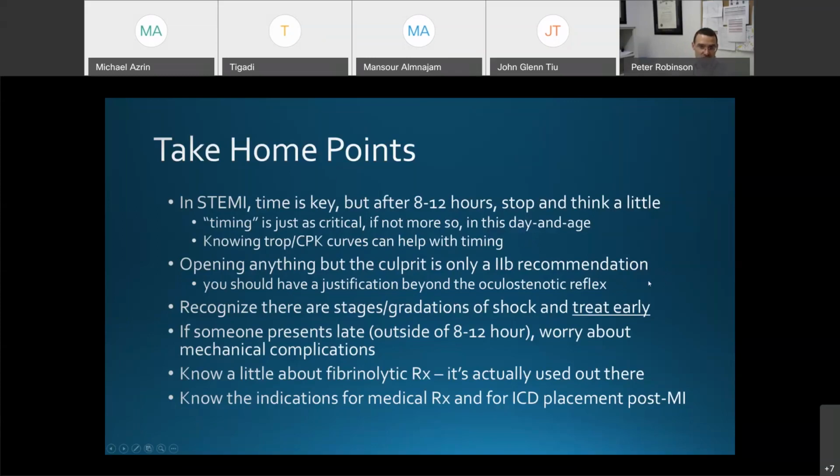Recognize there are stages, gradations of shock. Treat early. I think that's the key to that. Even though we don't have a trial to show that treating people early is beneficial, we think that trying to keep people out of that spiral should be helpful, because once they're down that rabbit hole, it's hard to pull them back up.